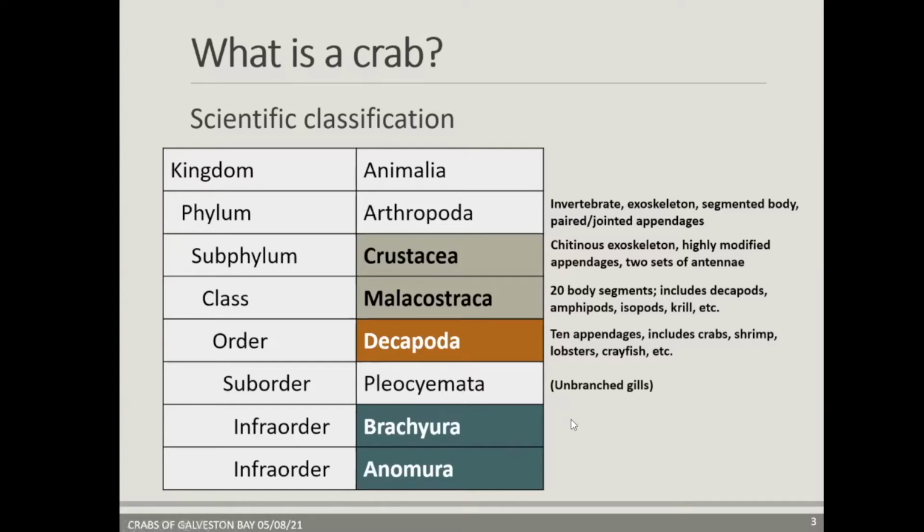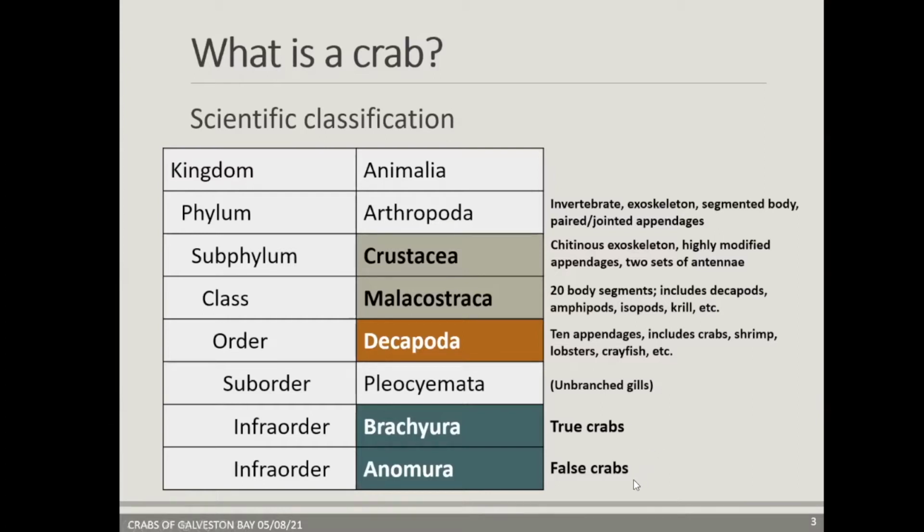And then we have 2 infraorders, Brachyura and Anomura. Brachyura are the true crabs. Anomura are the false crabs. True crabs, Brachyura means short tail. Anomura means different tail. And then there's an extinct group of crabs, well, crab-like animals that are called Macrura, which are the long-tailed group, that they're not an issue anymore.